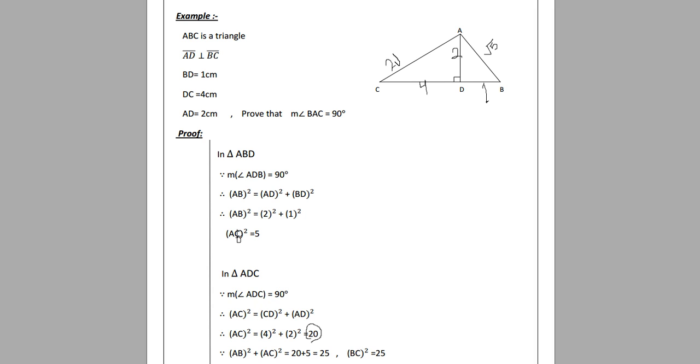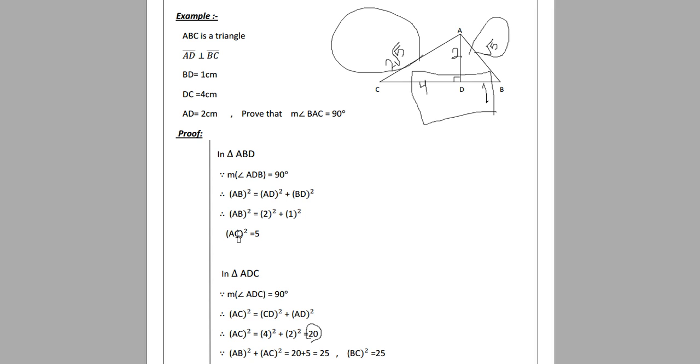So we have here this side length, and it is given this side length. 4 plus 1 is 5. So how can we prove that this triangle is a right angle triangle? I mean the triangle ABC.